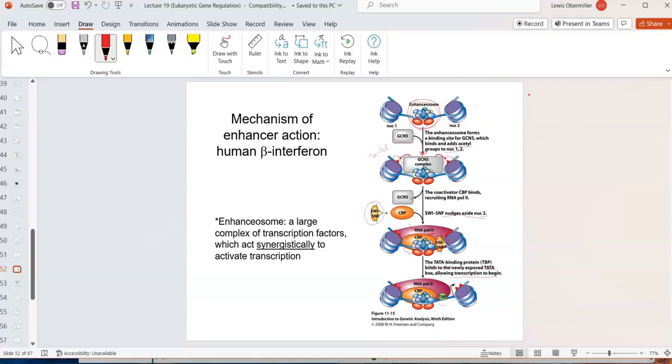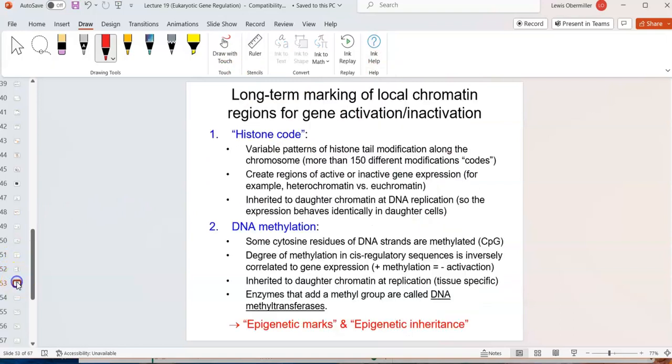So this is showing the TATA binding protein binding to the TATA box, and allowing the polymerase to start transcribing this region. Okay, so you can long term mark these chromatin regions for activation or inactivation. There's kind of a code, right?